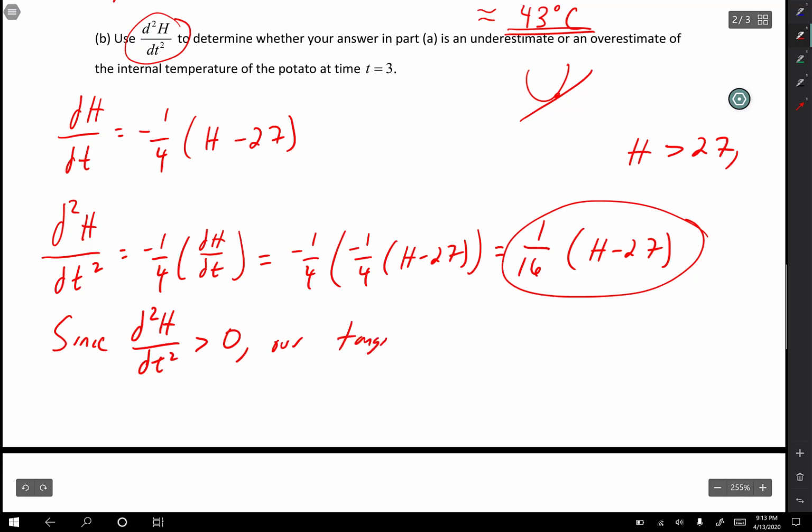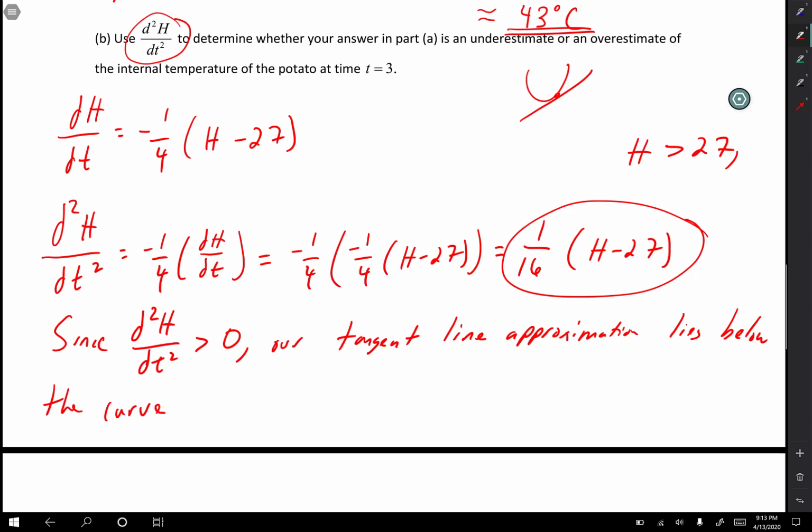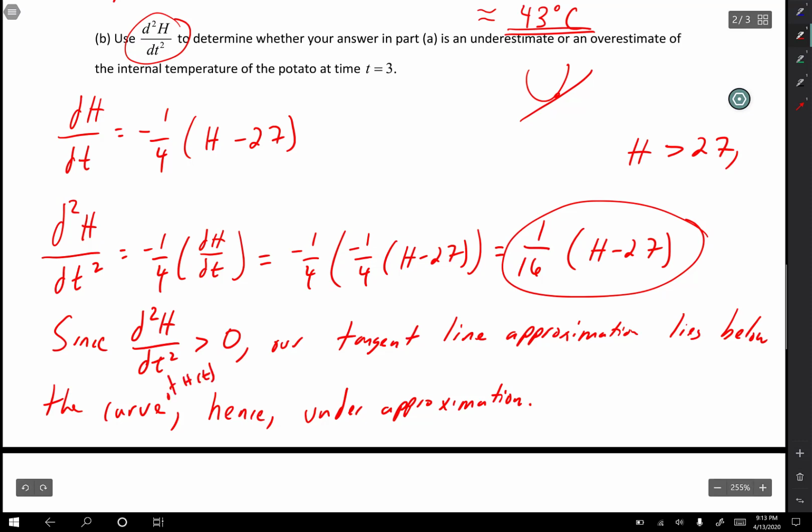Our tangent line approximation lies below the curve. We only have one curve here. The curve, comma, hence, comma, under approximation. There you go. Like below the curve of h of t if you want to be specific, which we probably should. And there it is, guys.